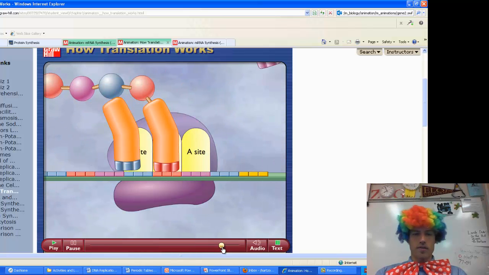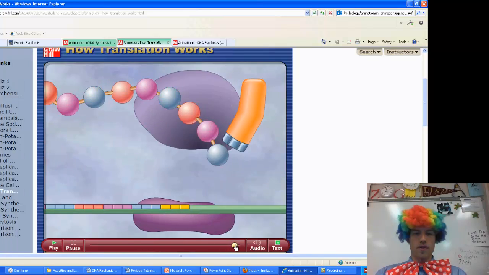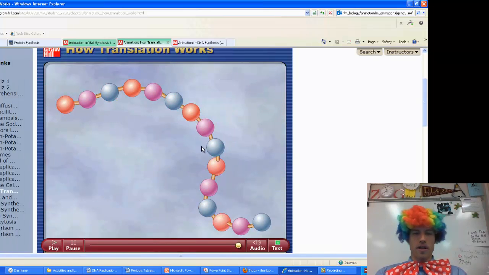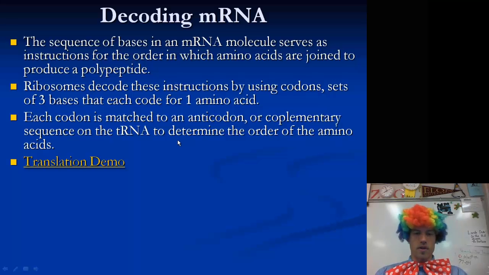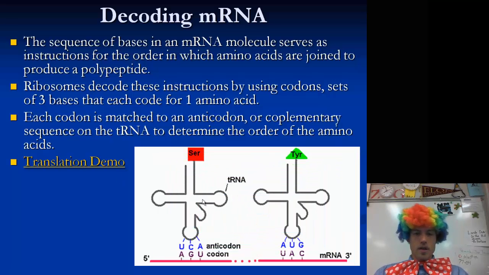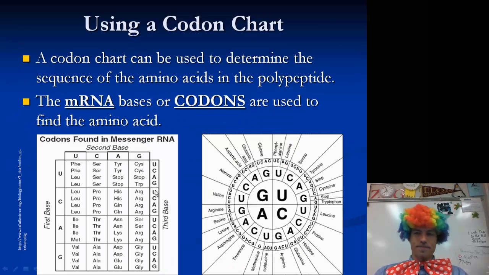All right? Until we finally get finished, and then we end up with our polypeptide with all of our amino acids attached together. And if you want to see the animations on your own, I will have those linked as well. So here's our tRNA, here's our anticodon, and the codon. You can kind of see a little bit better how they match up with one another. And again, it's sets of 3. It's all about sets of 3 when we talk about codons and anticodons.